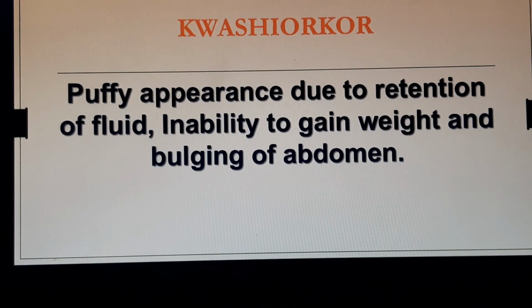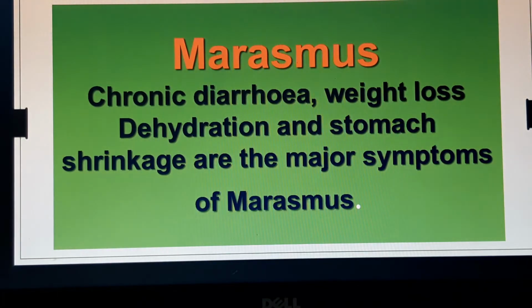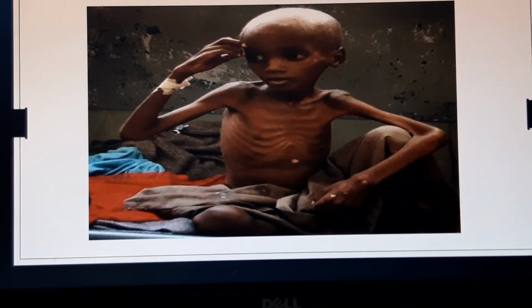Let us discuss the symptoms of Kwashiorkor. Its symptoms include puffy appearance due to retention of fluid, inability to gain weight, and bulging of the abdomen. Here are two children who are suffering from Kwashiorkor. You can see their bulging stomach. Now, next are the symptoms of marasmus. It includes chronic diarrhea, weight loss, dehydration, and stomach shrinkage. You can see a patient suffering from marasmus because he is not taking a sufficient amount of protein and also not taking an adequate amount of calories, so he is very weak.